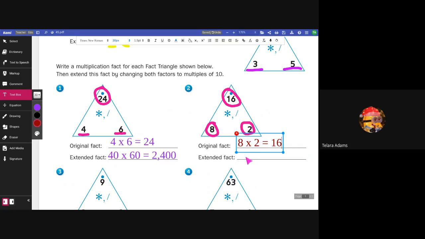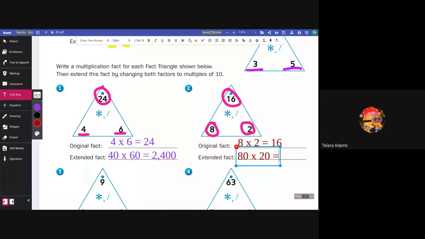And what is the extended fact? First, I'm going to make each factor a multiple of 10. So what is a factor? The numbers I'm multiplying together. Yep, so 8 and 2 are my factors. And to make that a multiple of 10, I'm going to multiply 8 times 10. Just add a 0. Adding 1 0 lets me know that it's been multiplied by 10. And how about 2? Multiple of 10 would be 20.